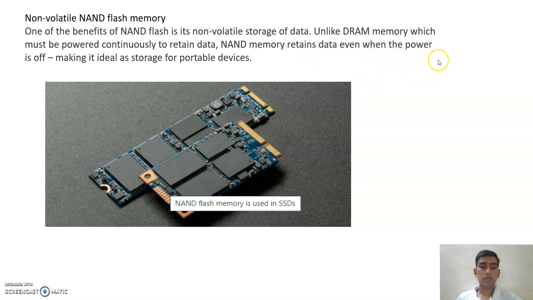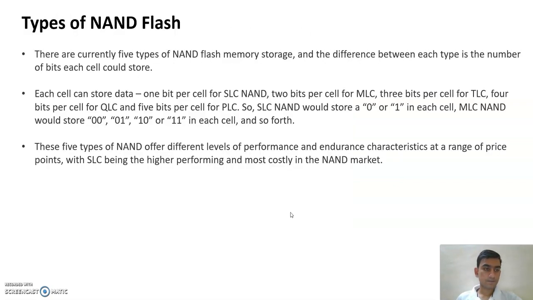Unlike DRAM memory, which must be powered continuously to retain data, NAND memory retains data even when the power is off, making it ideal as storage for portable devices. This is a picture of NAND flash memory used in SSDs.